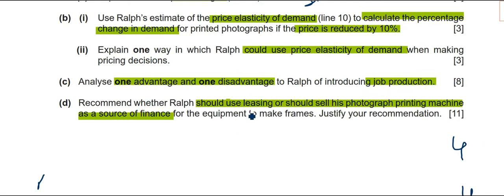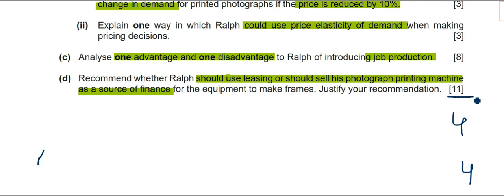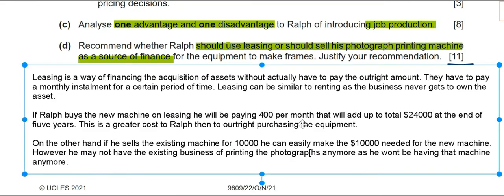So what we do over here is, this is an 11 marker question. We try to compare both the scenarios, both sources of finance, and we will also evaluate our answer based on the justifications that we can come up with. If we start off by comparing the two, we can say that leasing as a source of finance will involve paying a monthly fee, and this is done for a period of time. So instead of paying the amount outright, you're paying a small proportion of the amount over a number of years.